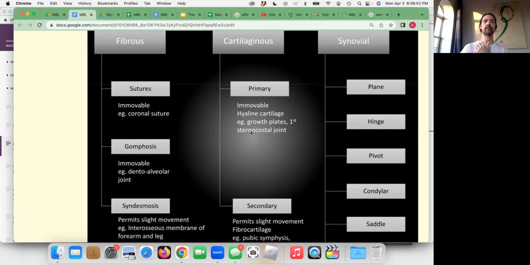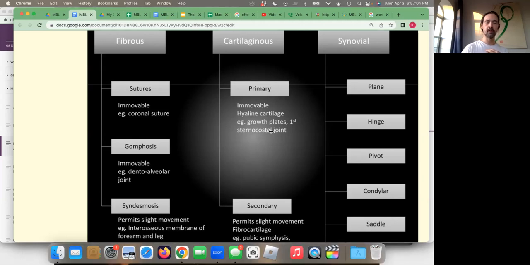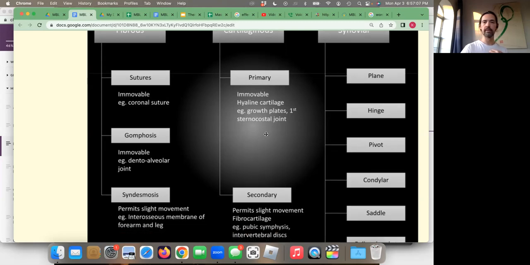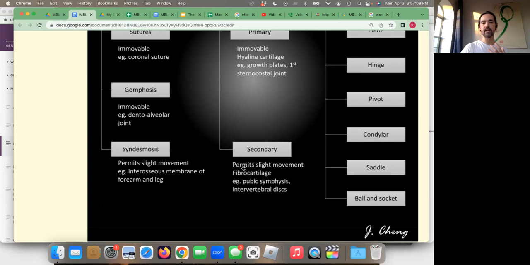So the joints between the sternum and the costal joints. The costal joints are the cartilaginous aspects of the ribs where they meet the sternum. And then the secondary amphiarthroses are the fibrocartilage that you find in the pubic symphysis or the intervertebral discs.